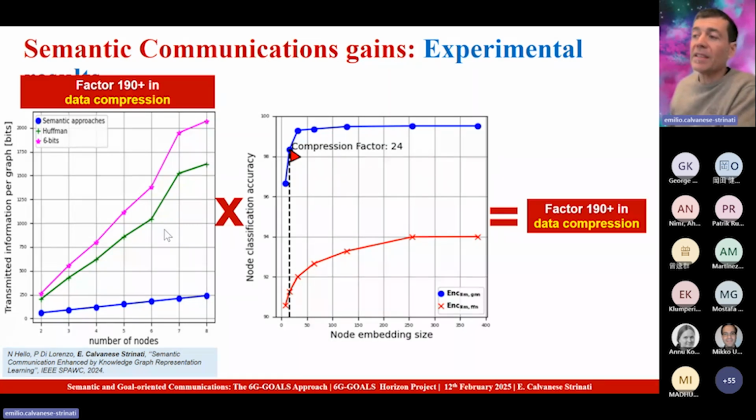But where does this gain come from? For one part, the way we represent the data. In this case we use a graph-based representation, and we see that we can use fewer nodes in the graph to represent the same amount of information, but also reduce the precision of each node. So roughly the size of the latent space we need for each node to be transmitted and represented can be notably reduced. These two compression factors together drive to something around a factor of 200.